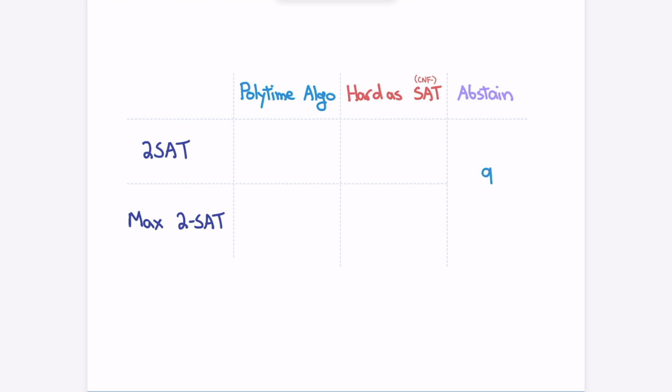All right, good. Let's start with 2SAT. Who thinks there will be a polynomial time algorithm? And who thinks it's going to turn out to be hard, just like 3SAT?